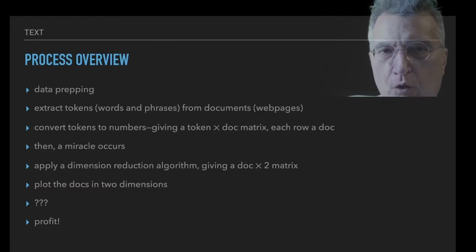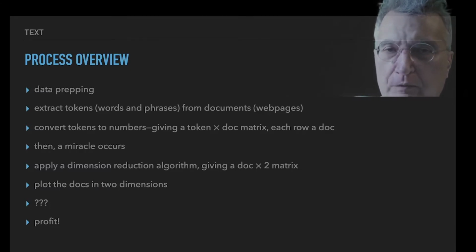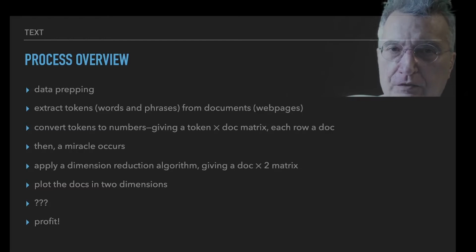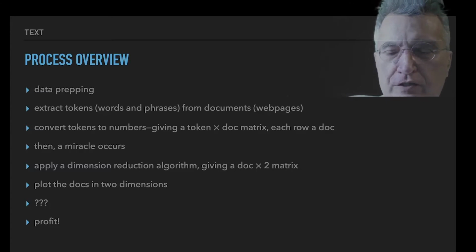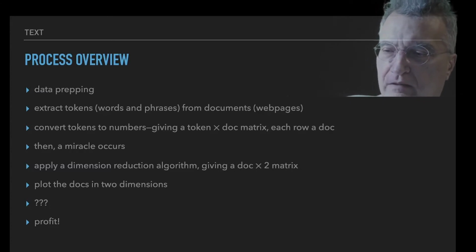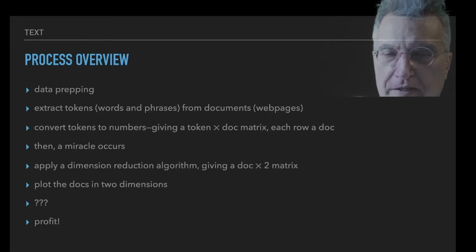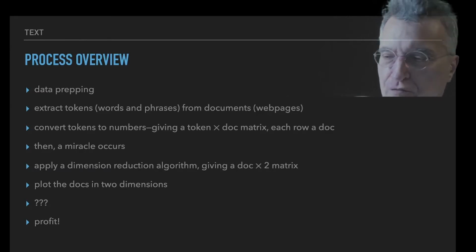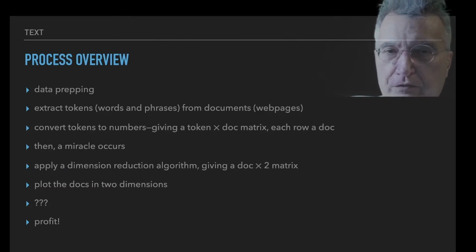And then I convert the tokens to numbers. So I convert each word into a number, and that gives me a token times document matrix, where each row is a document, or each row is a website, and each column is a token, a word or a pair of words. And I apply a dimension reduction algorithm that gives me a document times 2 matrix instead of a document times the total number of terms matrix. A 2-dimensional matrix is something that I can plot on a flat surface. And so I plot the documents in 2 dimensions, which is what you saw in that previous picture of a map.